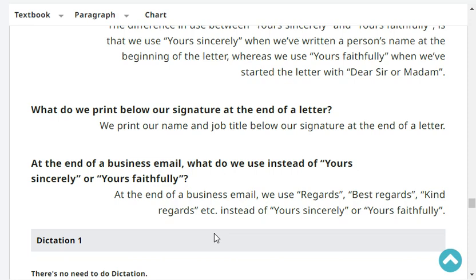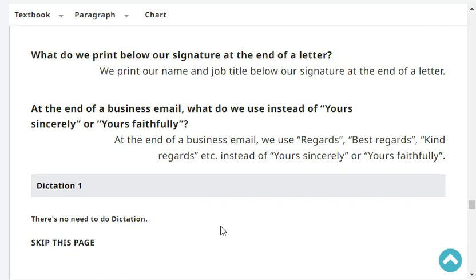We print our name and job title below our signature at the end of a letter.